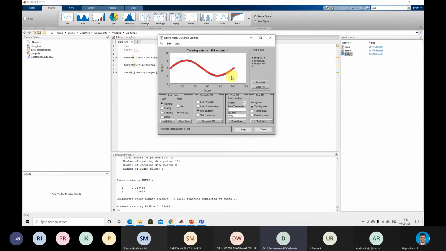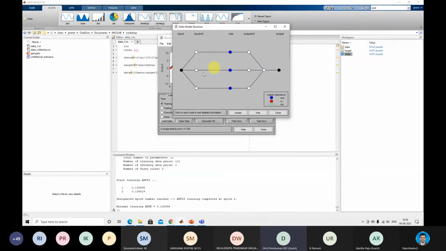So now we can see that the red color is the trained neuro-fuzzy inference system. The blue color is nothing but your given target data. Both are superimposed on each other, right? So now the ANFIS is trained with your target data, and you can see the structure of the ANFIS. This is a single input, single output ANFIS network, and these are the different layers of the ANFIS network, right?